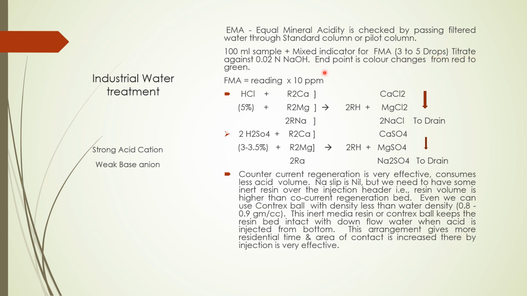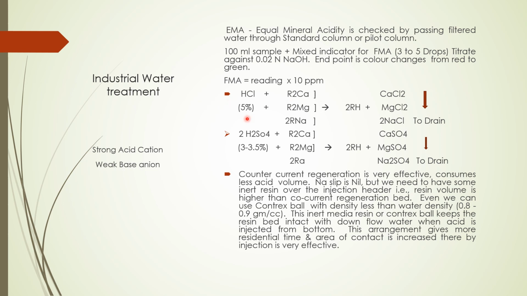Then it should be titrated against 0.1 normality sodium hydroxide. The endpoint is the color change from red to green, and the reading is noted. The FMA value is calculated as reading into 10 ppm. That is the value of the FMA.